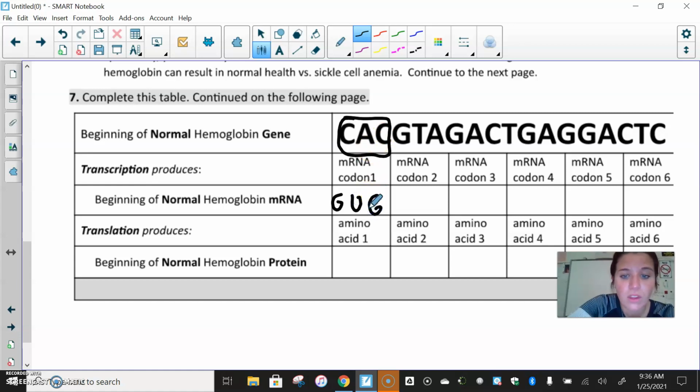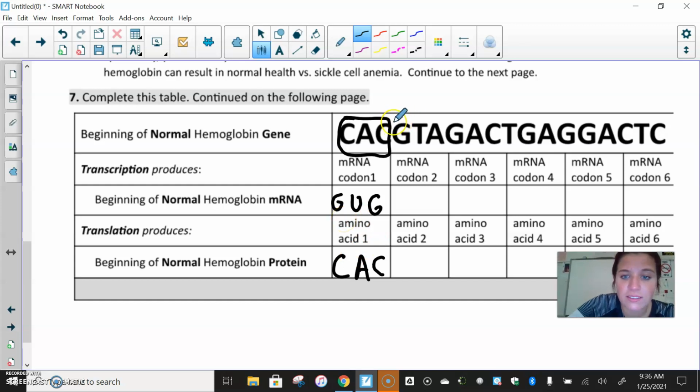Now, we're going to translate our mRNA strand into the correct amino acid. So what's going to pair with G? C. What's going to pair with U? A. What's going to pair with G? C. That is going to be our first amino acid.